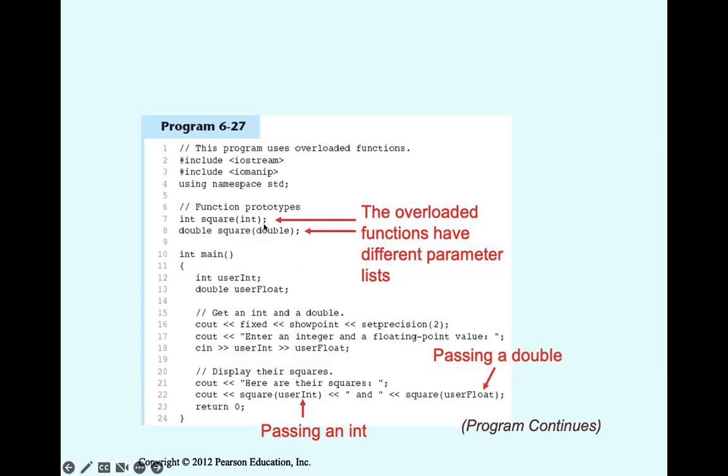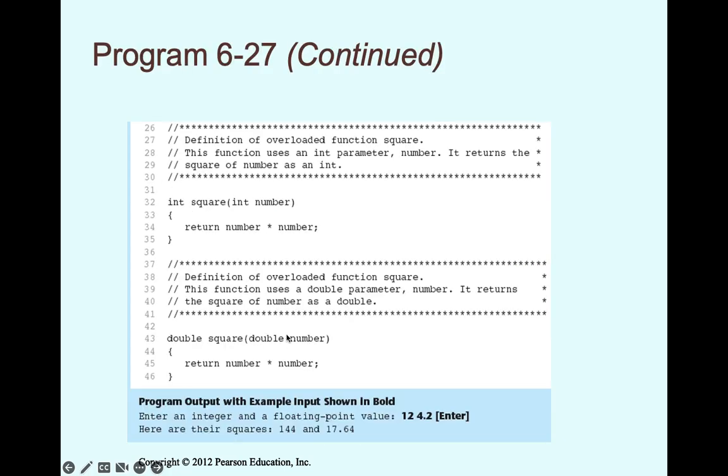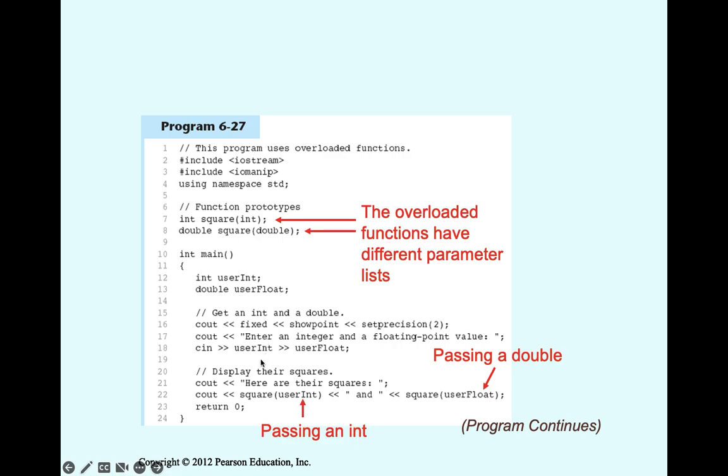We define 2 prototypes of 2 functions. They have the same name, but they have different parameters. The first one takes an integer, the second one takes a double. So you see here we have 2 functions. When you call it, it depends on the argument. If the argument is an integer, it will call the first one. If the argument is a double, it will call the second one. So this is called function overloading.